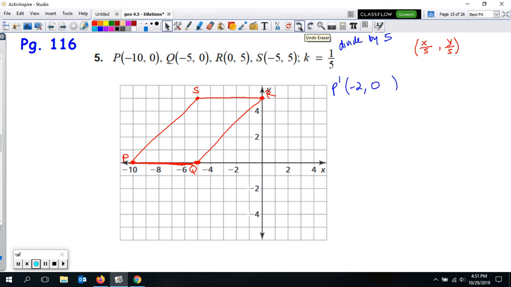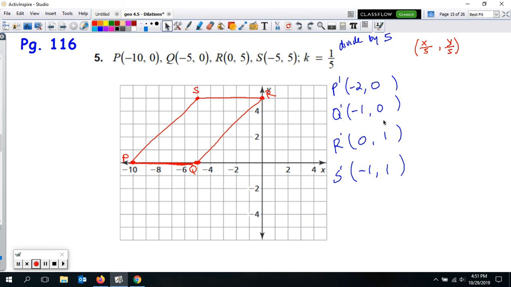And then for the Q prime point, negative 5 divided by 5 is negative 1. And then also 0 divided by 5 is 0 again. For R prime, we start with 0. 0 over 5 is still 0. And then 5 over 5 is positive 1. And for the S prime point, they're both 5s here. Negative 5 over 5 is negative 1. And positive 5 over 5 is positive 1.